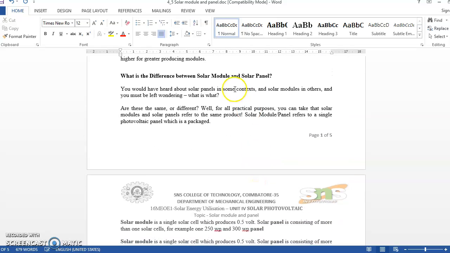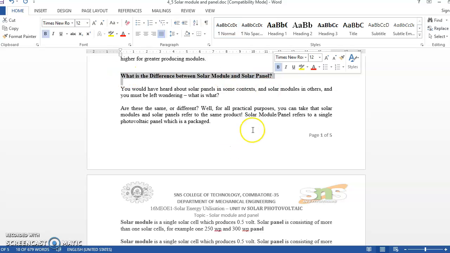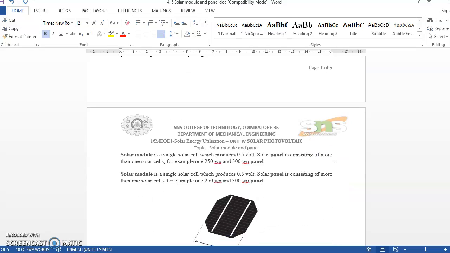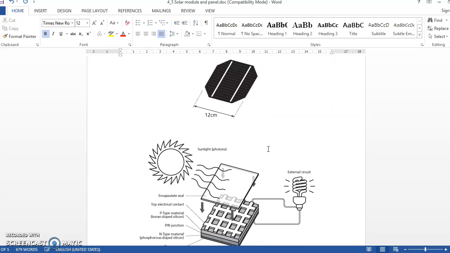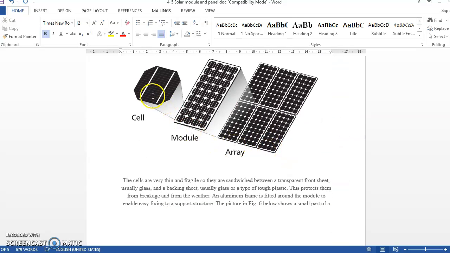Solar cell and array and its distinction, solar module and solar panel. This is the important question. They keep on asking about the solar cell and array. So you should be able to tell the answer that a solar cell produces 0.5 volt maximum. A solar panel consists of more than one solar cell, for example 1 to 25 watts per panel and 20 to 300 watts per panel. So you understood solar module and solar cell, and the same thing is explained here: solar cell, module, array.